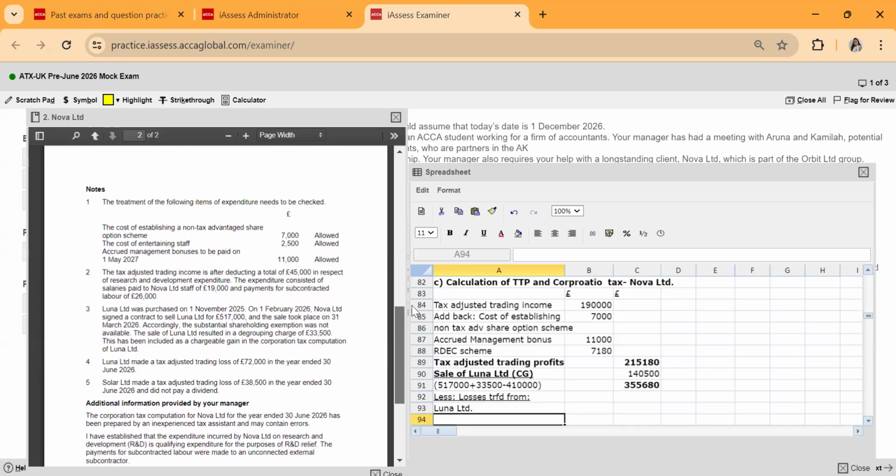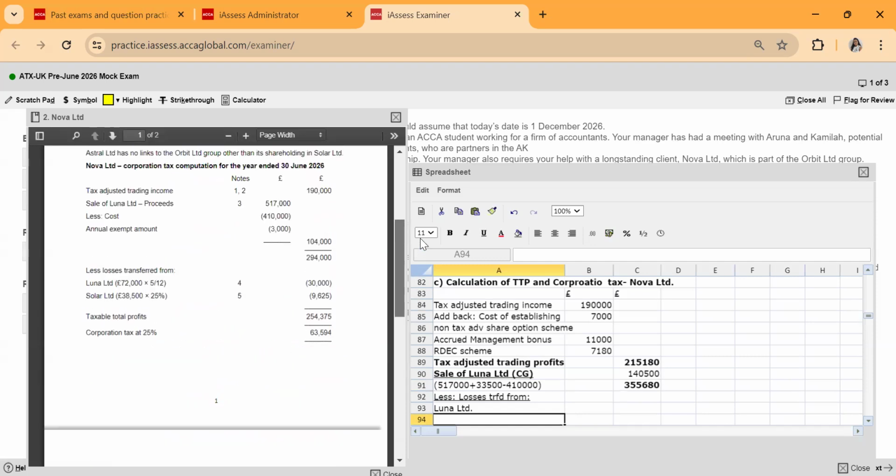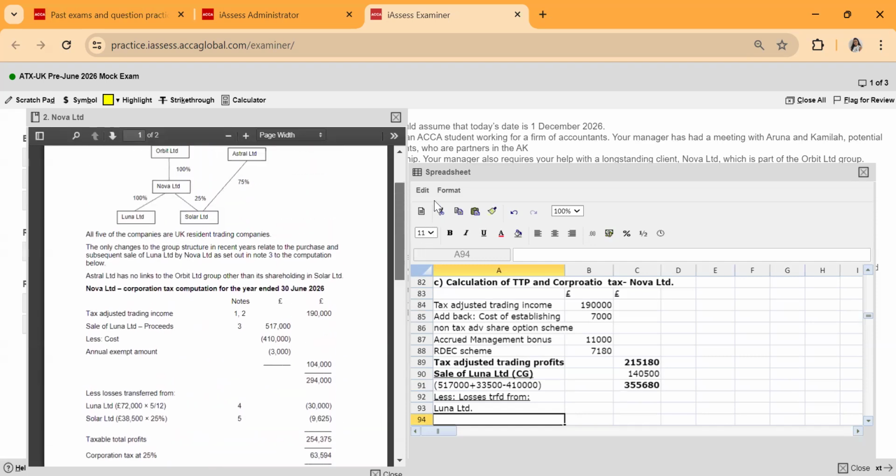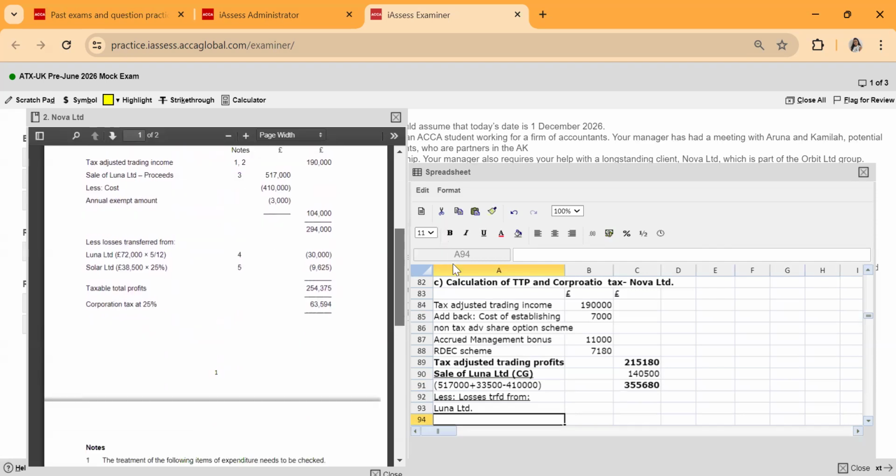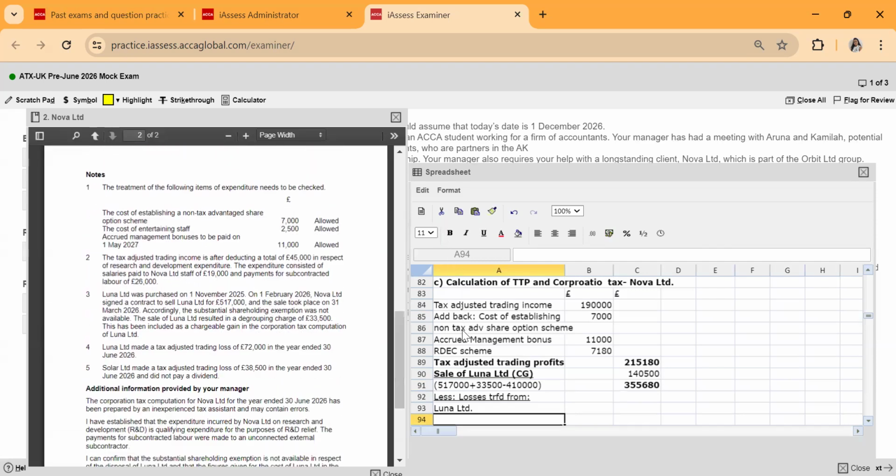when is the year ending for Nova? Because here we are doing it for Nova, 30th June 26. And Luna Limited got sold also in the year. It got sold on 1st February. So basically, Luna Limited was only there for November, December, January, 3 months.